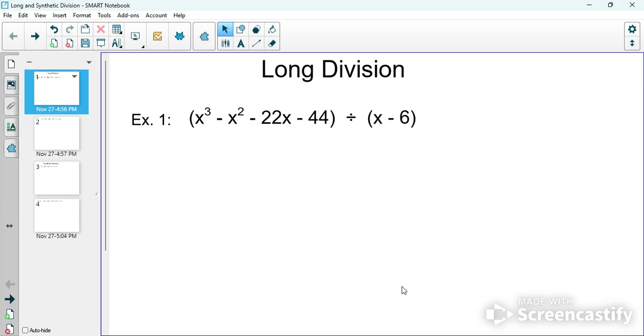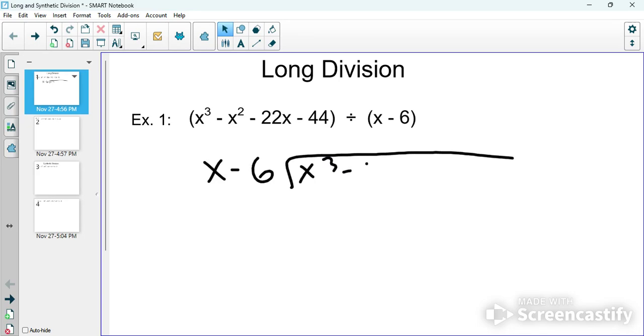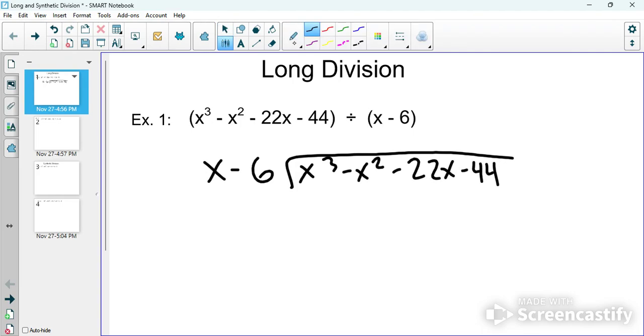All right, our first skill is long division. To do long division, we're going to take what we're dividing by, put it out here. We're going to take what is being divided and put it in here. All right, first thing we have to do is decide how many times x goes into x to the third.